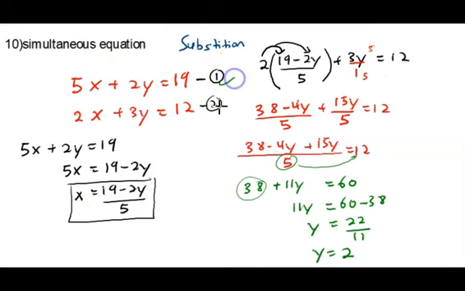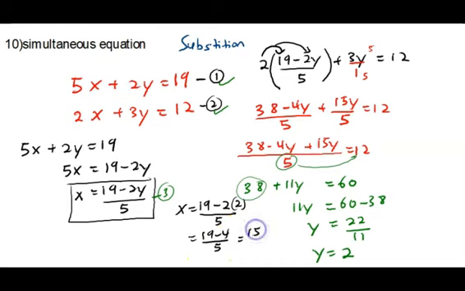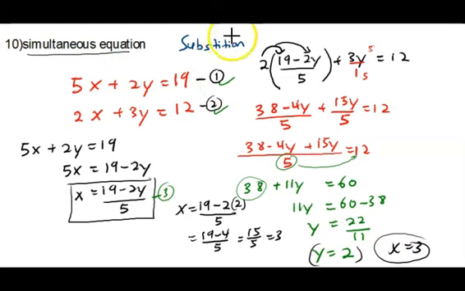It can be number 1, 2, or 3. I'm comfortable with this x, so I'm just going to substitute here. x equals 19 minus 2y, and your y is 2. So 2 times 2, you got 4. So 19 minus 4, you get 15, divided by 5. So x is 3. So you got your answer: y is 2 and x is 3. So this is your simultaneous equation under substitution.